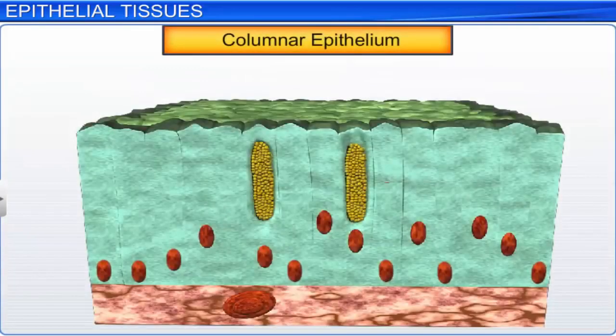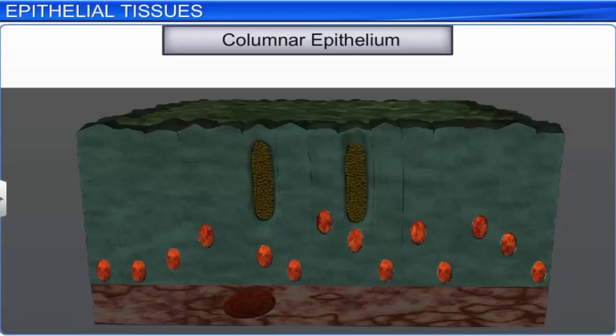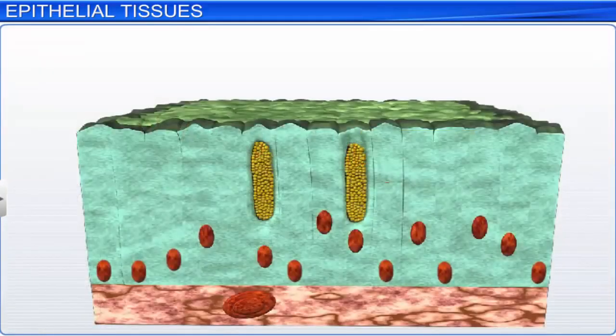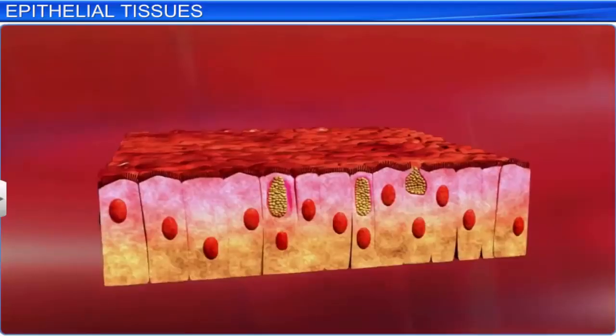Columnar epithelium consists of a single layer of tall and slender cells with their nuclei at the base. The free surface of these cells may have microvilli. They form the lining of the intestines and stomach and help in secretion and absorption.